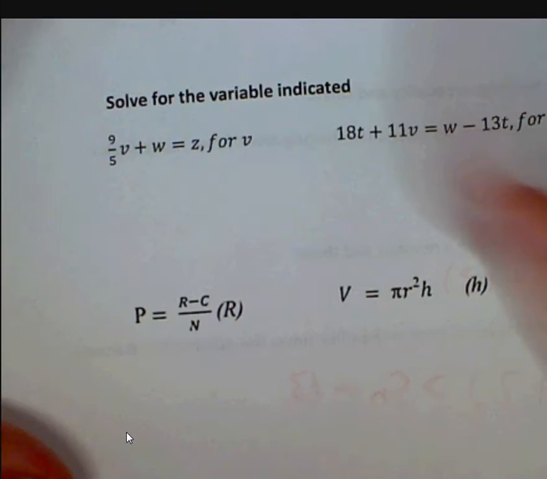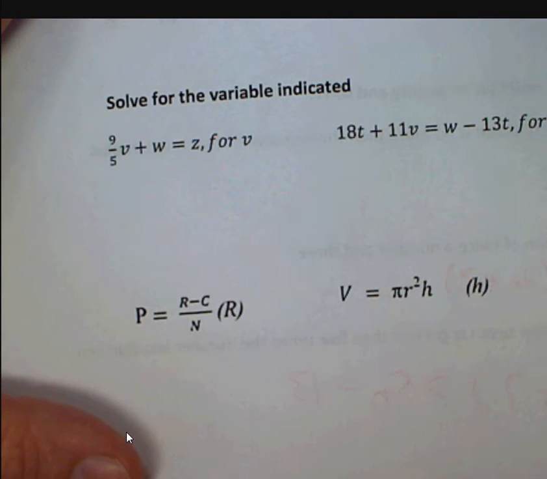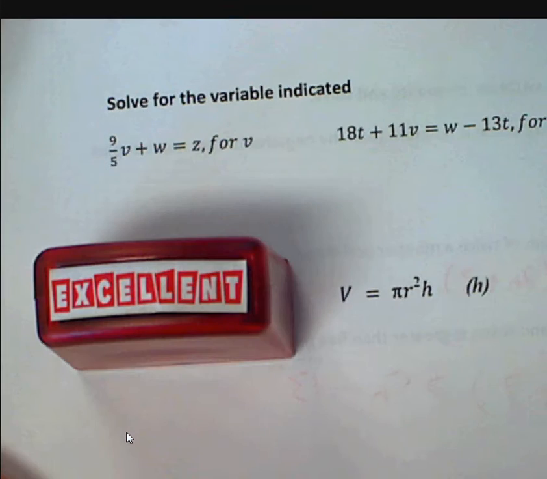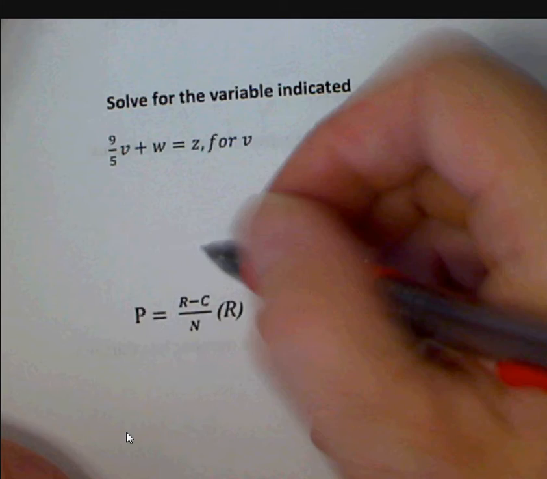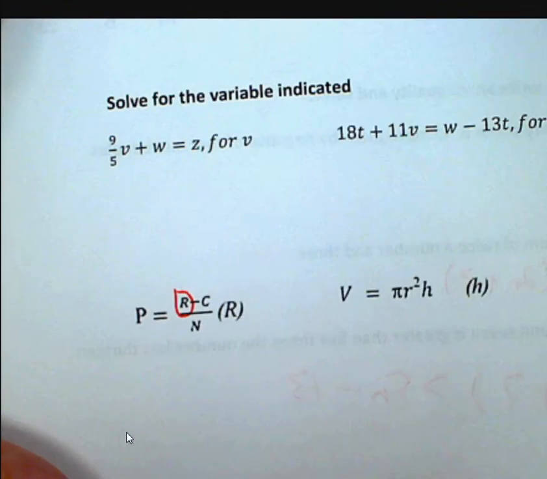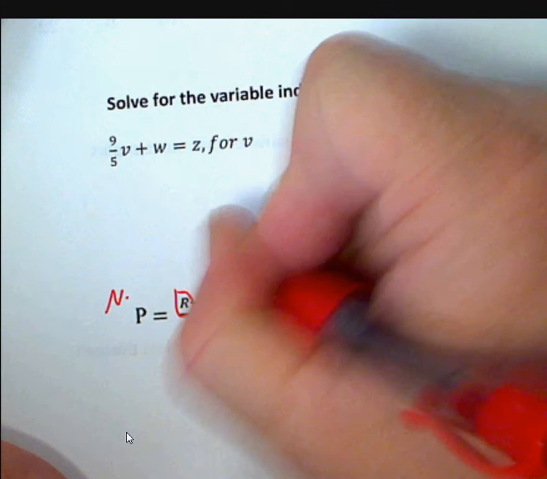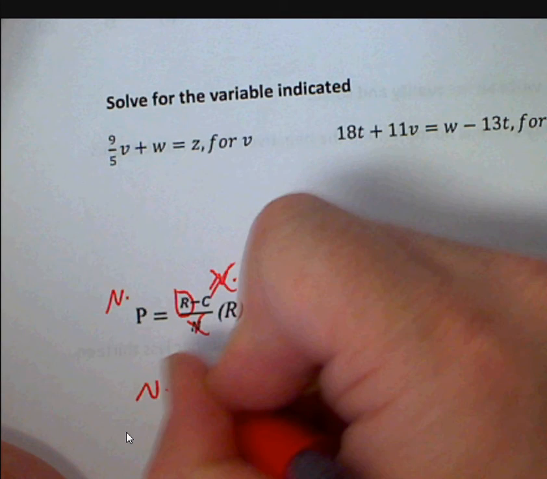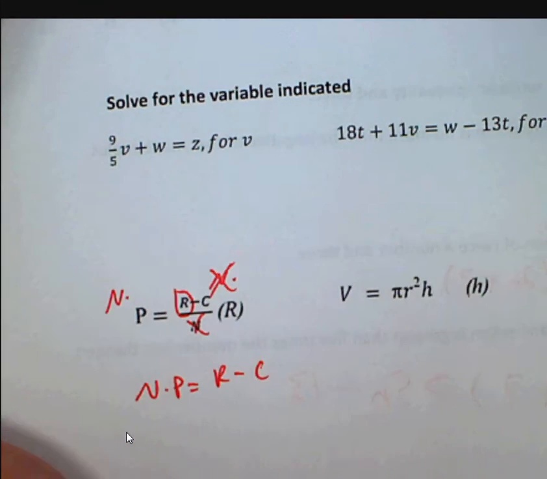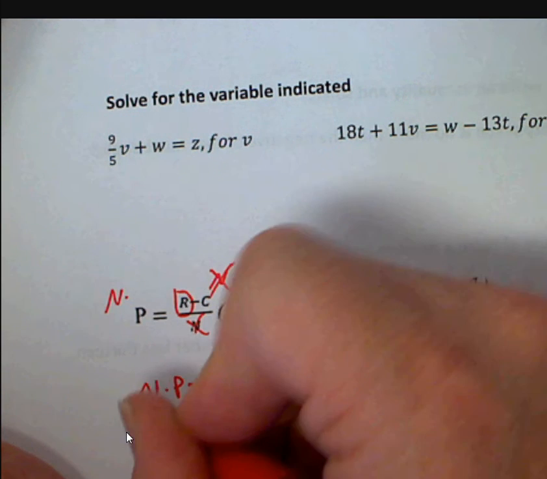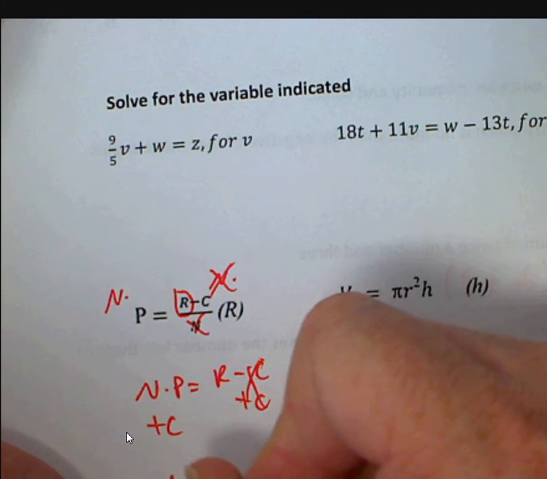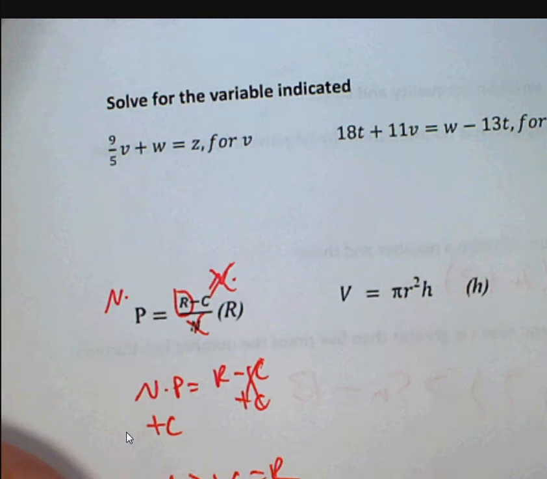I have 2 minutes left, so let me try to get these literal equations done. Pause the video and try. So I need to solve for r, so I'm going to multiply both sides by n. By the denominator, that's n times p equals r minus c. I would add c to both sides, so that's np plus c equals r. R is by itself.